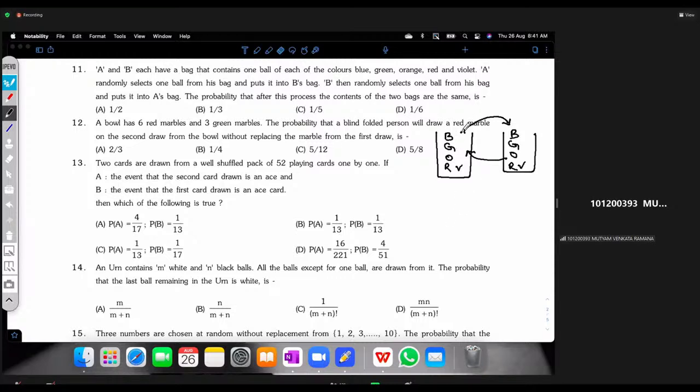So from here to here, how many ways can we transfer? 6 ways. From here to here, how many ways can we transfer? 6 ways. So the total number of ways will be 36. Out of them, you are transferring B and transferring B, or transferring G and transferring G, and so on. So 6 are favorable. So the answer will be equal to 1 by 6.